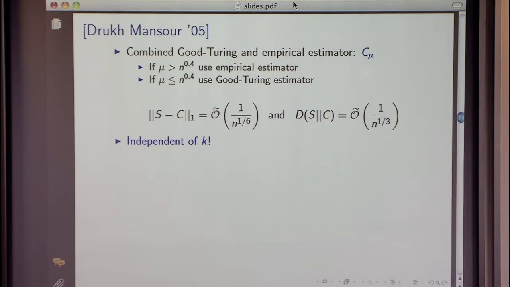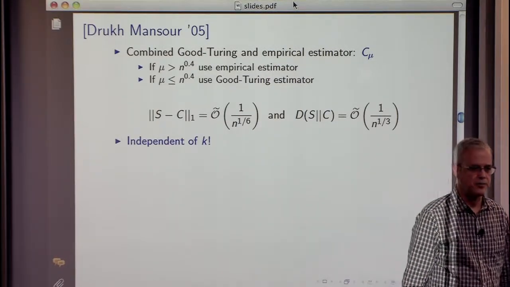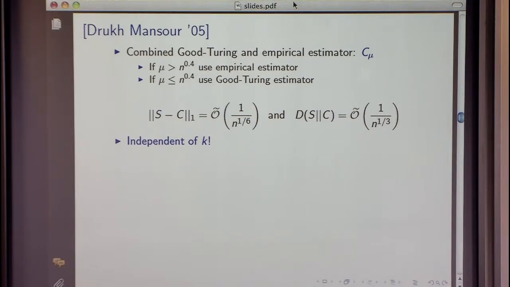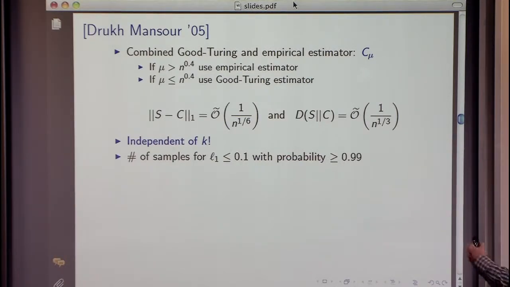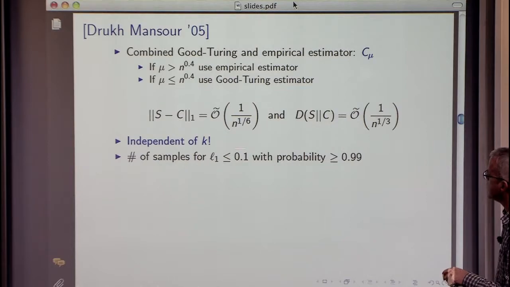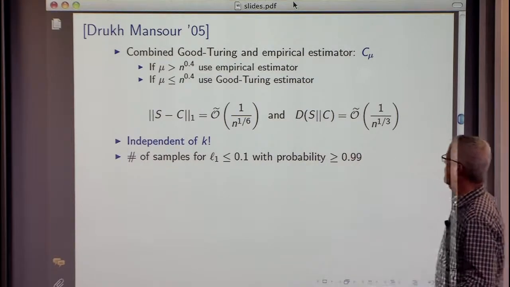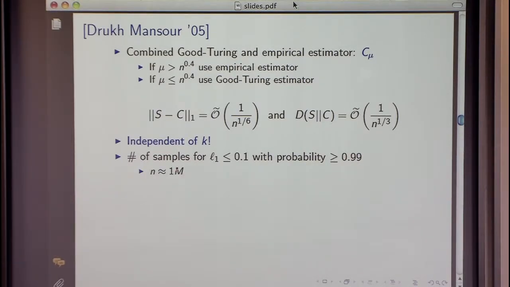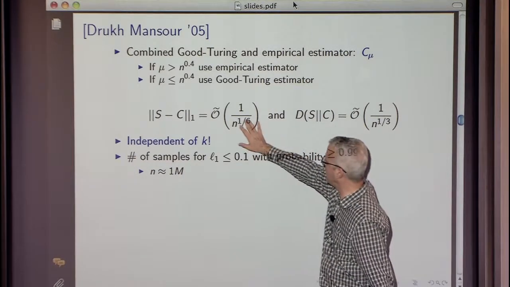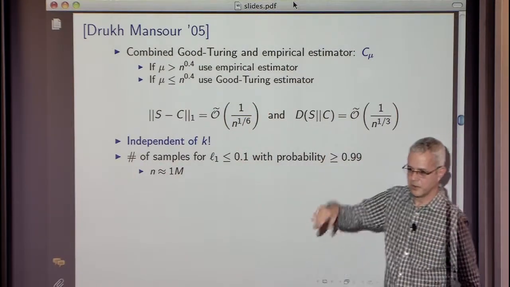The nice thing is that you can estimate the distribution to L1 distance independently of the alphabet size. But let's see what it means. For example, if you want to estimate L1 to be less than 0.1 with probability, let's say, 0.9, then you need roughly 1 million samples, because this L1 is going to be 0.1 to the 6, so one over that will give you 1 million.